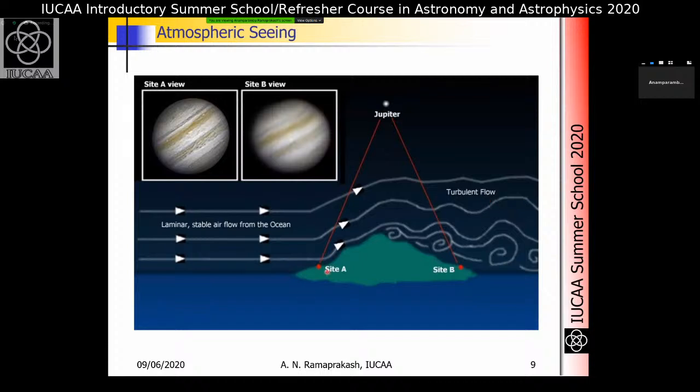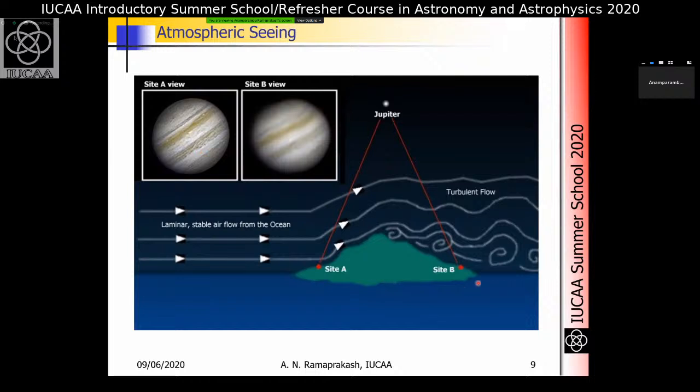So if I have a mountain like this, and a laminar stable airflow is blowing across the ocean, which is not disturbed at all, and I locate the observatory on this side of the mountain, the air is undisturbed here, largely. It does not hit the mountain. And along this line of sight, as the light passes from Jupiter, there is very little disturbance in the wavefront shape. They can remain relatively plain as they pass through the atmosphere, and we get a really nicely resolved image of Jupiter.